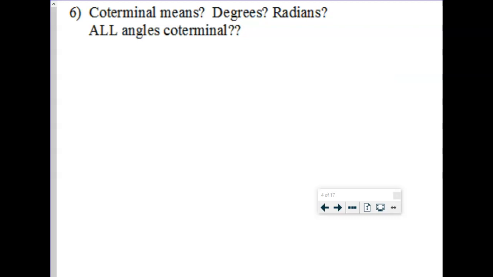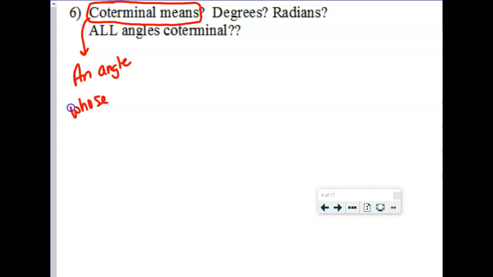So coterminal. There's a really fancy definition for coterminal, but I'm going to write a less fancy version of it down here. A coterminal angle would be an angle whose terminal side, and I'm going to use a not very fancy term here, lands at the same position.